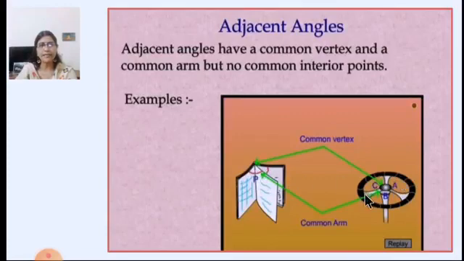In the same way, here you can see the steering wheel of a car and this is the center point. You can see three angles are formed which are lying next to one another and they have a common arm. These are all common arms to these angles. If you take angle A and angle C, this will become the common arm. So they are adjacent to each other. So they are adjacent angles.